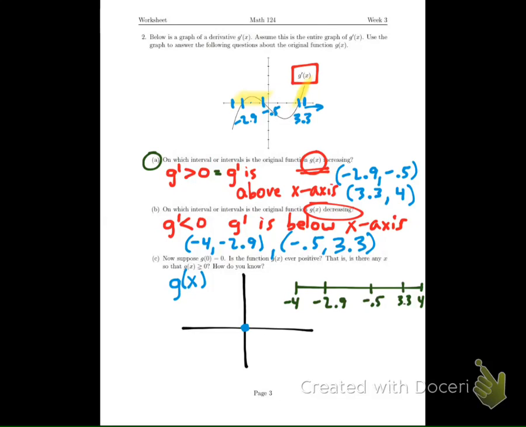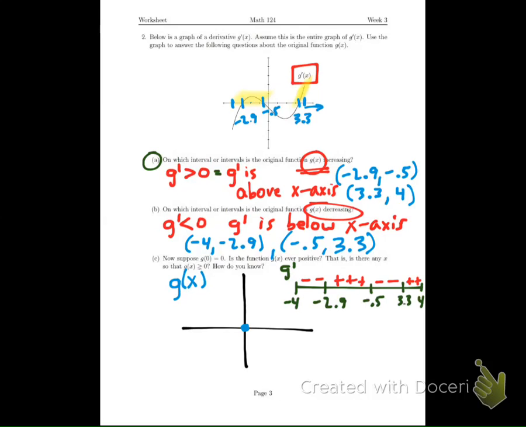Now I've got my g prime chart, and I can tell that from negative 4 to negative 2.9, g prime is less than 0, so we have the minus signs there. And then g prime is positive on the next interval, negative on the interval after that, and then positive after that.